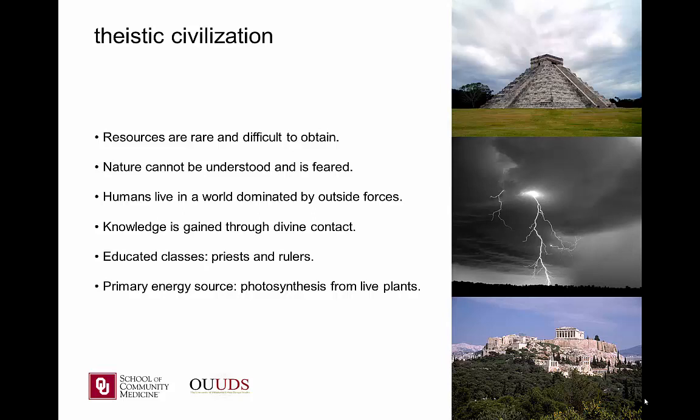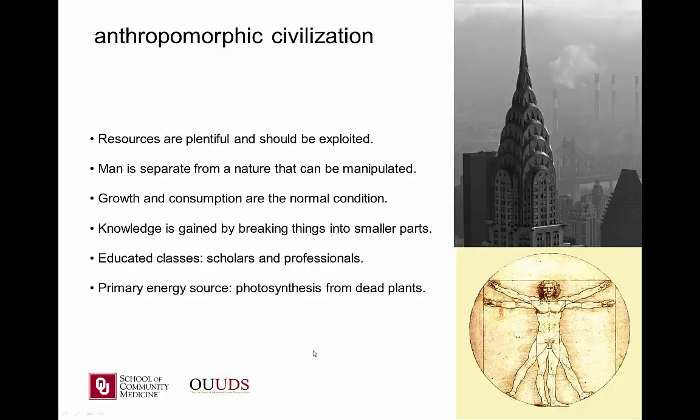People created stories and myths to explain what was happening, and knowledge was often gained through divine contact. As cities became more successful and produced surpluses, educated classes emerged, priests and rulers that had a special relationship with the divine and derived power from their specialized knowledge. The primary energy source during this period was photosynthesis from live plants, crops grown for food, feed for livestock to perform work and provide transport, and wood or dung burned for fuel.